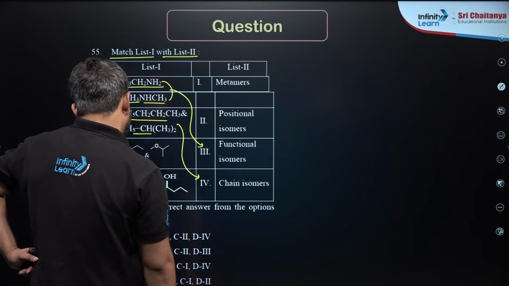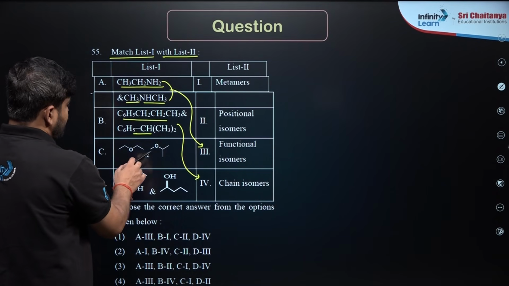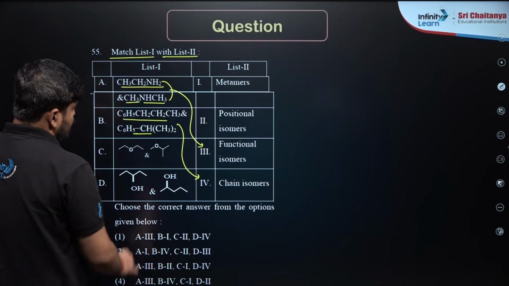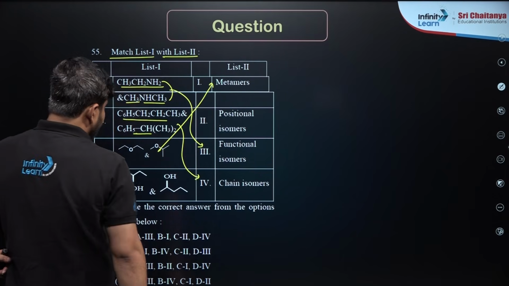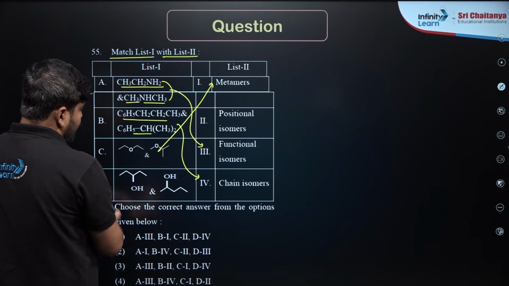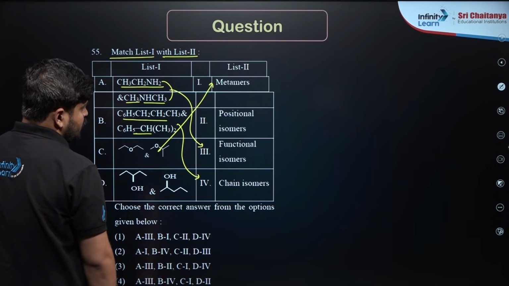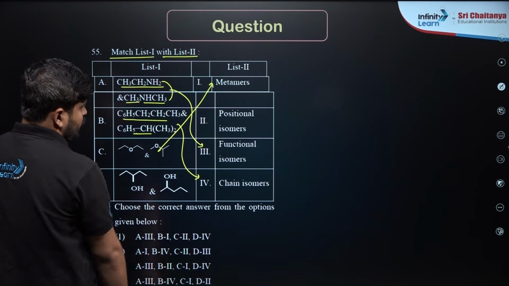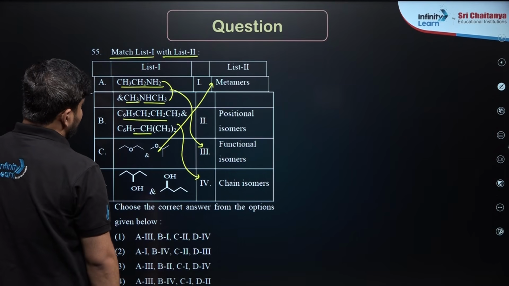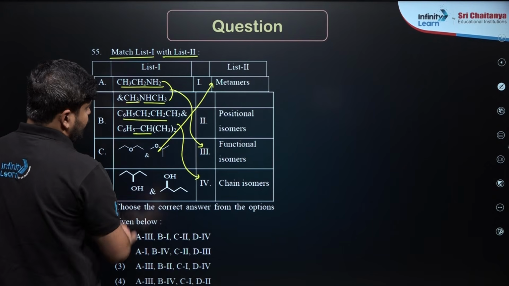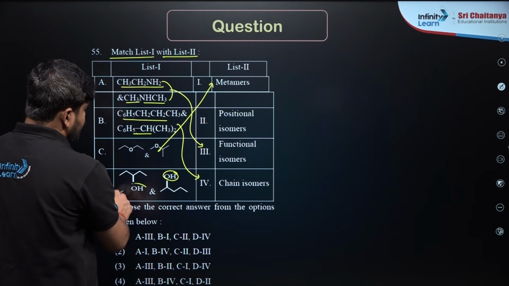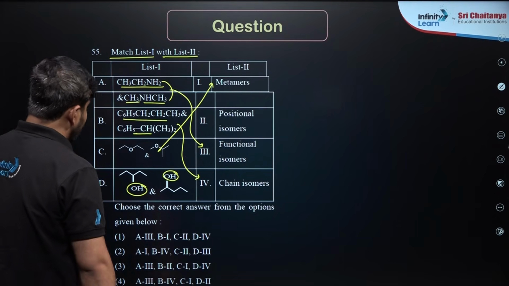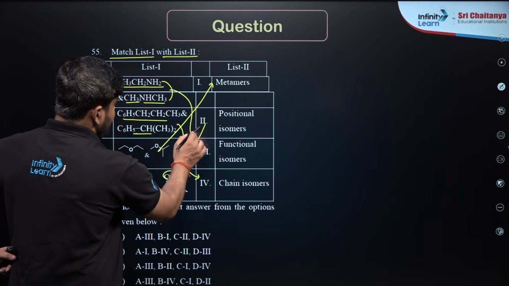Now if I check C, this is metamerism. So C is going to match with the first one, and D we are going to discuss. This is OH, this is OH. So here we can say this is the position isomer, correct or not? This is positional isomer, because the position of the OH group is the only thing changing here. So D is going to match with the second one.